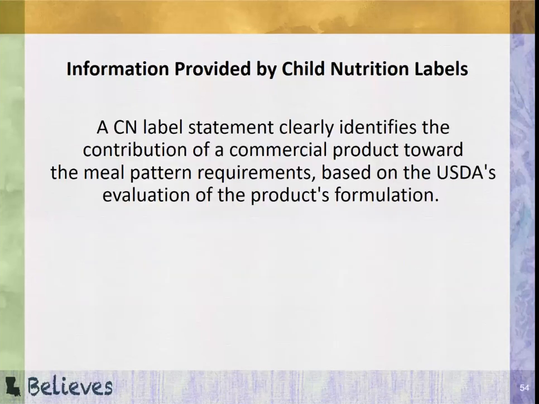So in terms of information provided by child nutrition labels, the CN label statement clearly identifies the contribution of a commercial product toward the meal pattern requirements based on the USDA's evaluation of the product's formulation. This information is documented on the production record to match the CN label meal pattern contribution.